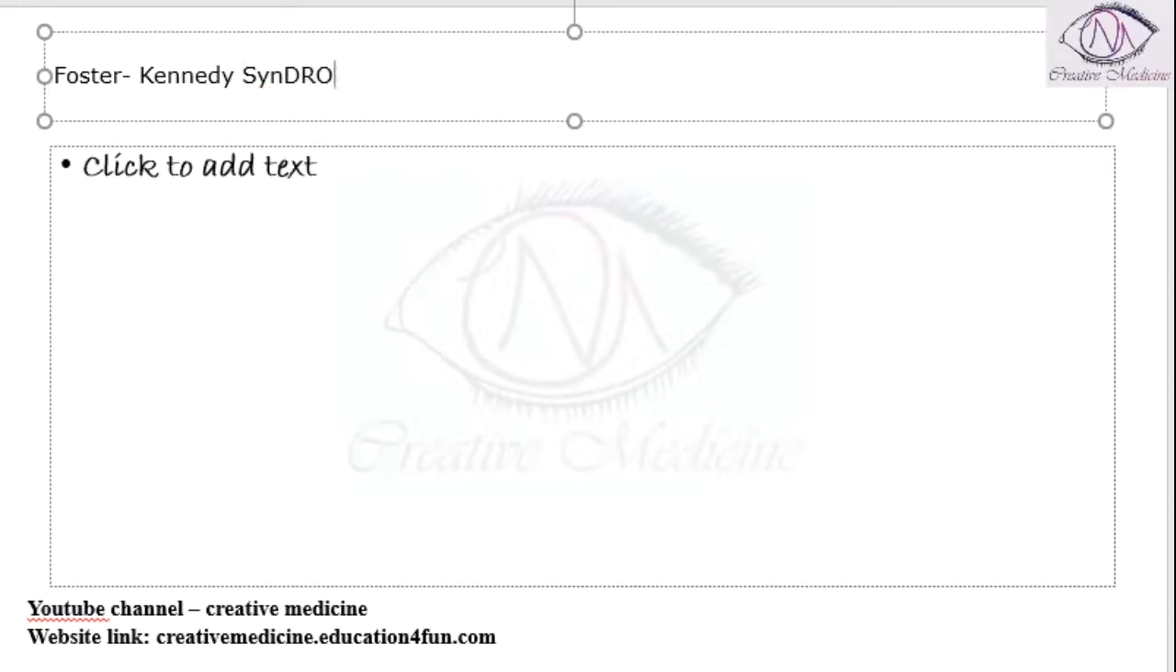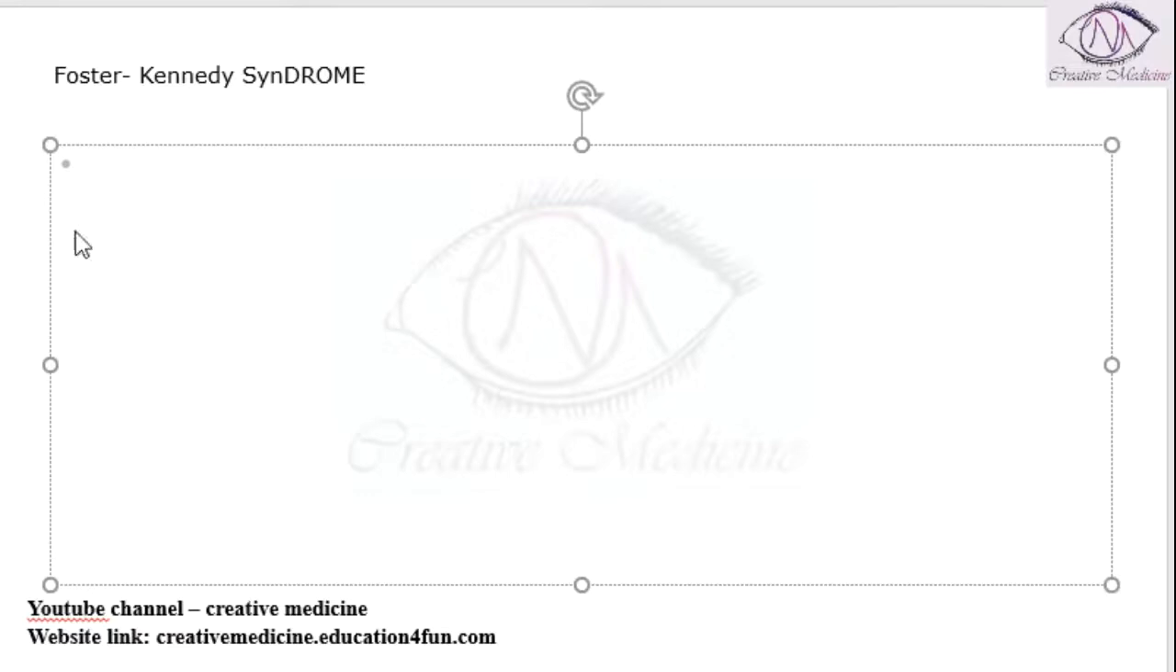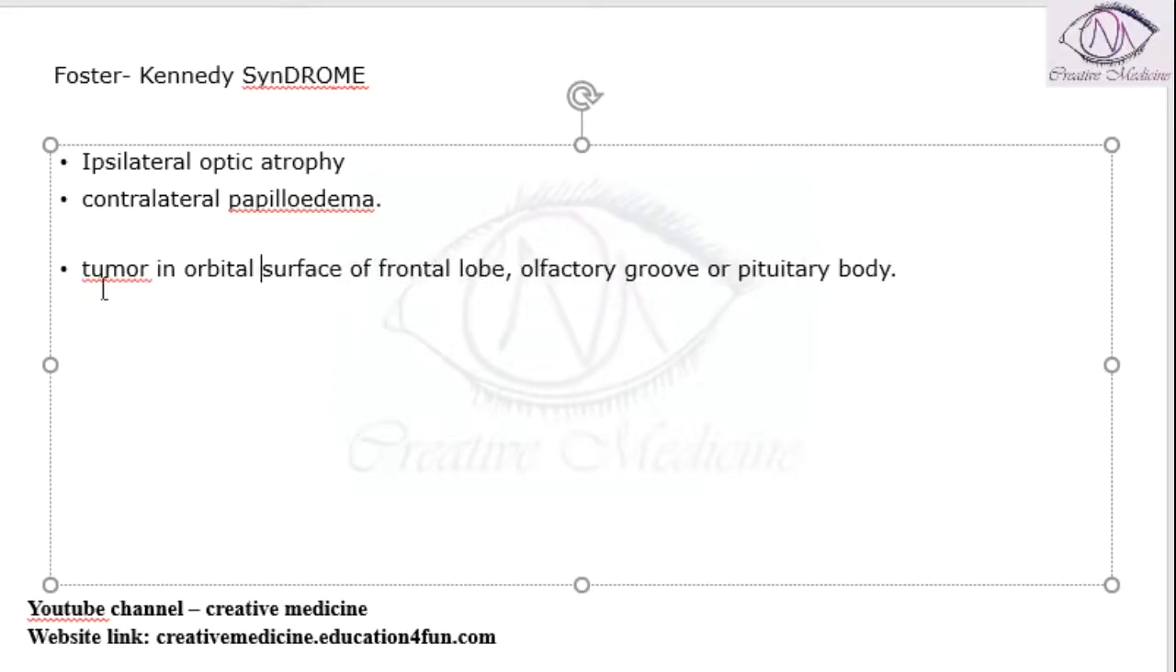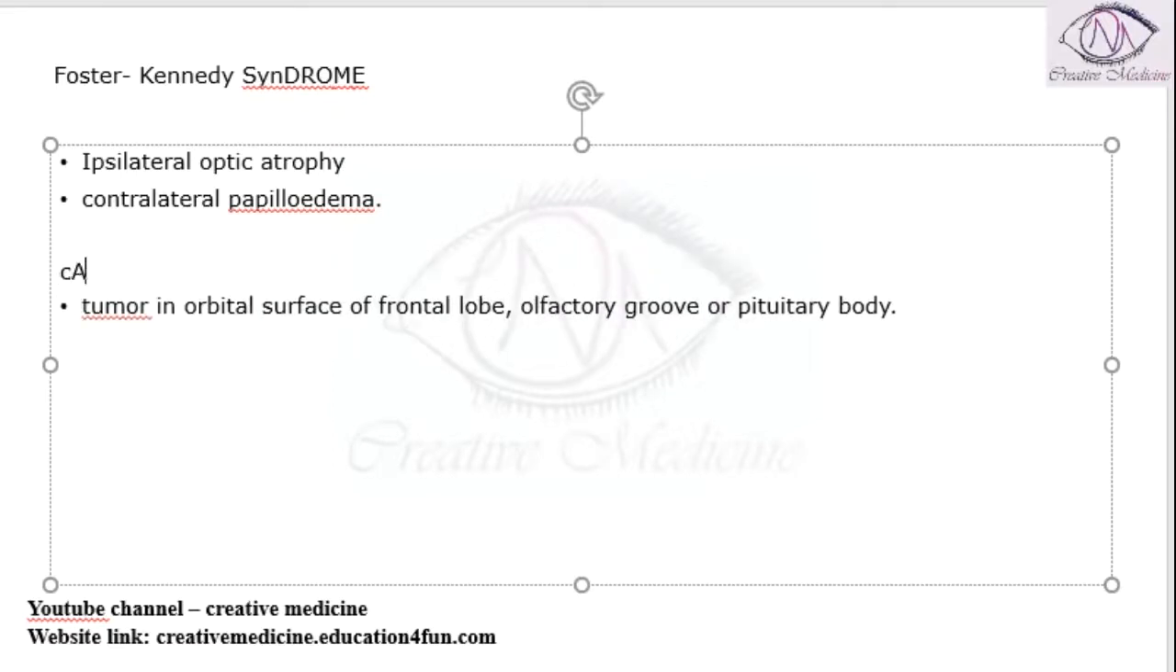Actually, what is this Foster-Kennedy syndrome? In Foster-Kennedy syndrome, there is ipsilateral optic atrophy with contralateral papilledema. Ipsilateral optic atrophy with contralateral papilledema is called Foster-Kennedy syndrome. It occurs due to a tumor in the orbital surface of the frontal lobe or a tumor in the olfactory groove, and the pituitary body is the cause for this Foster-Kennedy syndrome.